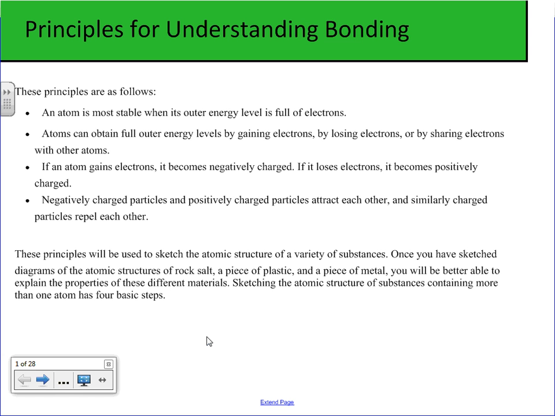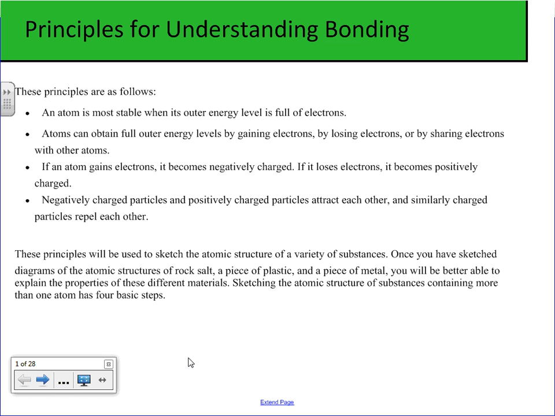If an atom gains electrons, it becomes negatively charged. If it loses electrons, it becomes positively charged. Negatively charged particles and positively charged particles attract each other, and similarly charged particles repel each other. These principles will be used to sketch atomic structure in a variety of substances.